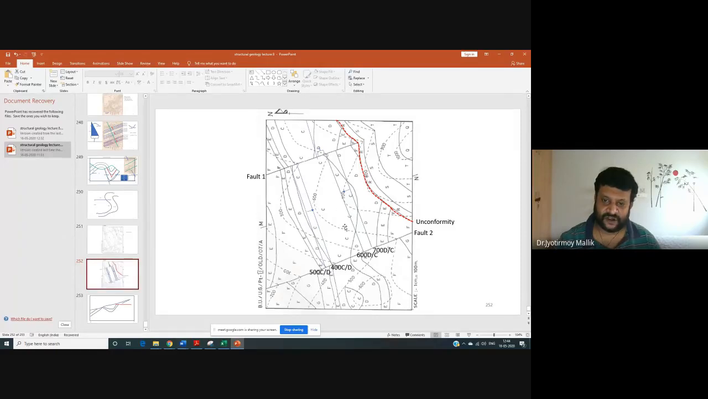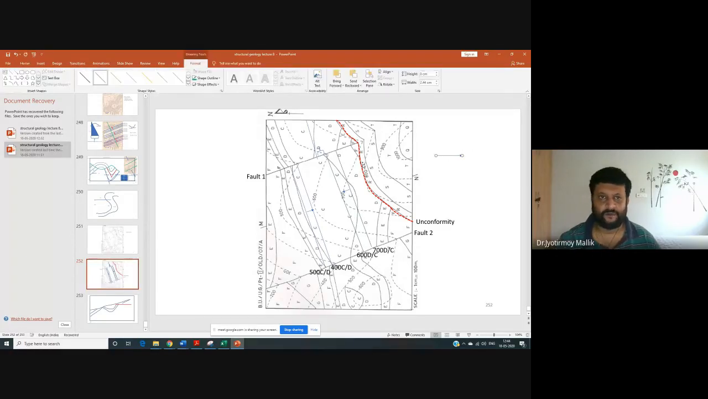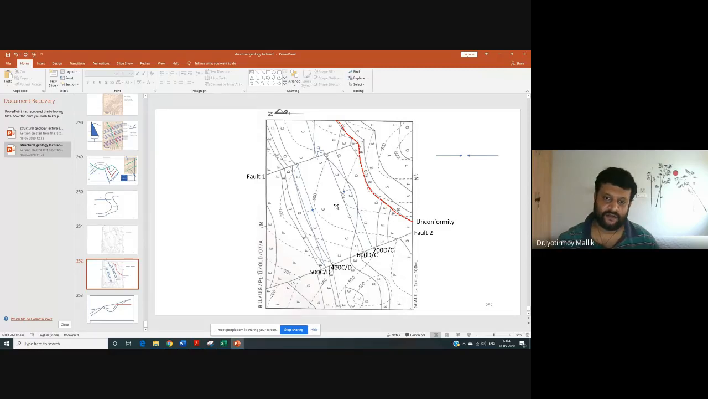So what type of structure is there in between? In the middle, we talked about it. So this is a synform, right? Because the dips are towards each other. So this is a synform. Now with F, I can also see that E is on either side. So what sort of faulting is there, you will find out by yourself.